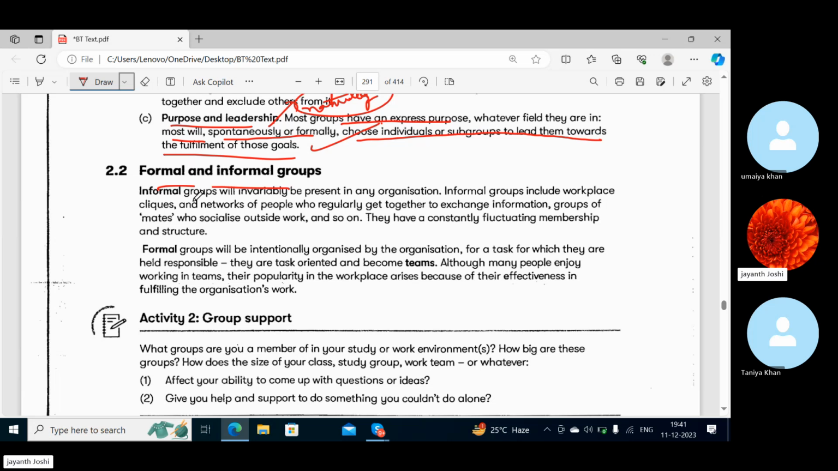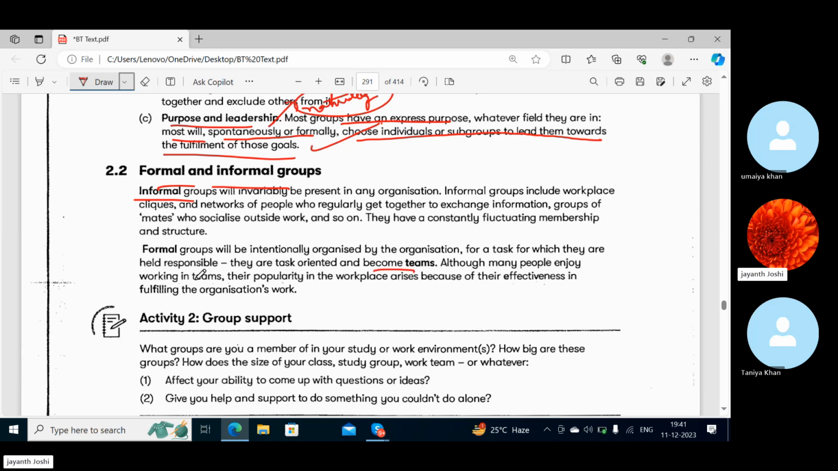Informal is like very friendly exchange among mates. Exchange of information is regularly happening. Gossips, grapevine, everything is very common. And formal groups are intentionally organized by the organization for a task for which they are held responsible. They are task oriented and become teams.